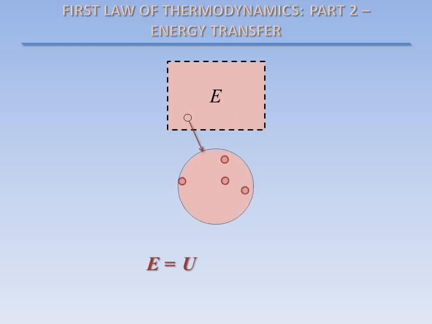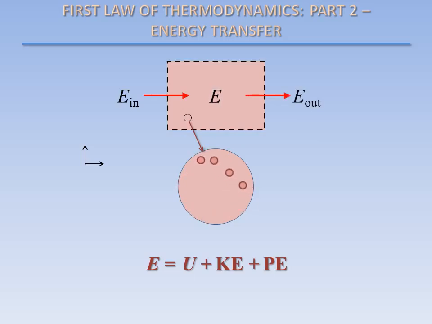The total energy also includes the forms of energy that the system possesses as a whole with respect to some outside reference frame. For our model, these include the kinetic energy and the potential energy of the system. The total amount of energy contained in the system changes when energy is gained or lost by crossing the system boundary. The total energy of the system increases when energy enters the system, and the total energy decreases when energy leaves the system.